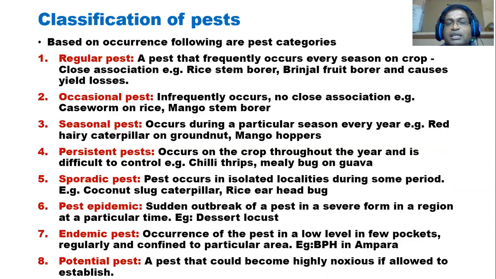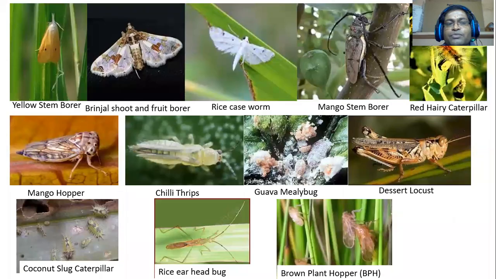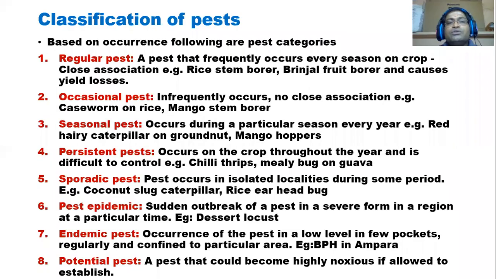For example, if you are taking rice, the rice yellow stem borer is a regular pest. Whenever and wherever you are cultivating, you can expect this pest there. Another example is the brinjal shoot and fruit borer. These are known as Leucinodes orbonalis, which cause damage on brinjal, because it is a major pest of brinjal. Whenever and wherever you are cultivating brinjal, you can expect it. That is what we call a regular pest.